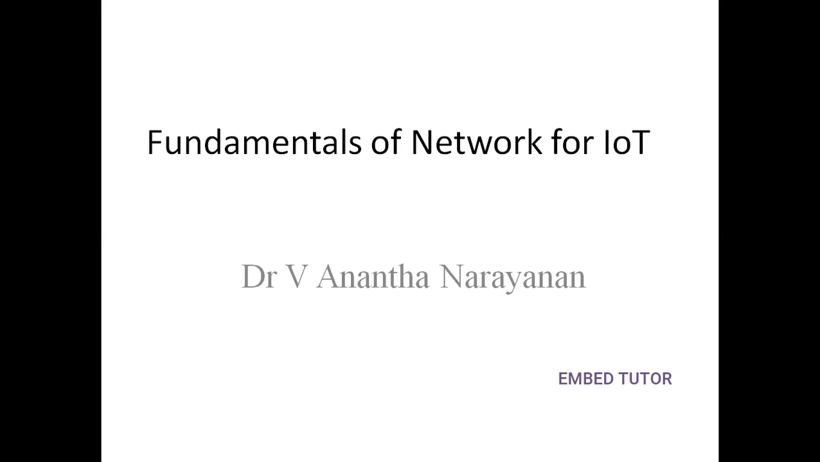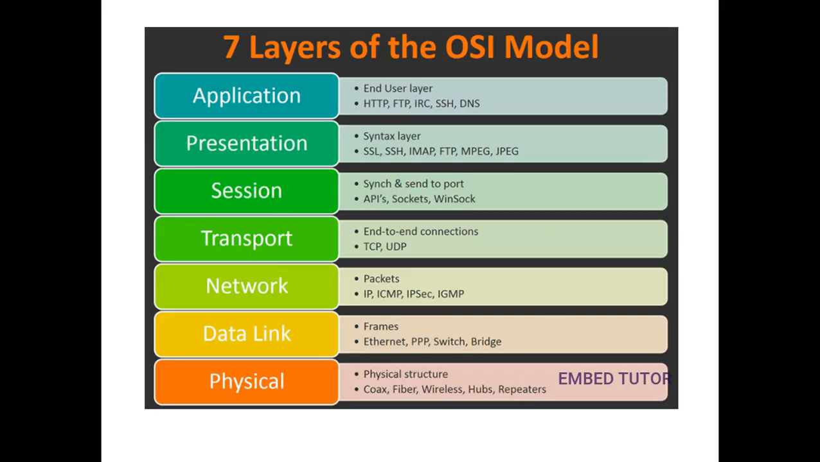Good morning. Today we are going to discuss the fundamentals of networks to have a better understanding of the principles of Internet of Things. Basically, the traditional OSI model has 7 layers. They are physical, data link, network layer, followed by transport, session, presentation and application.